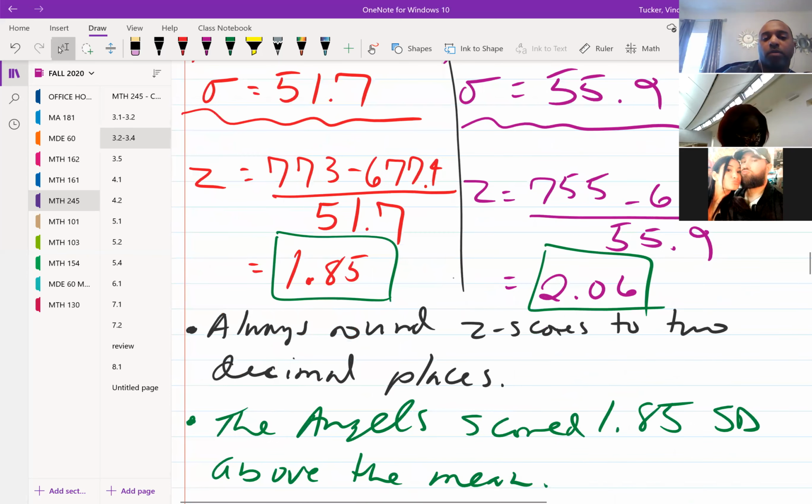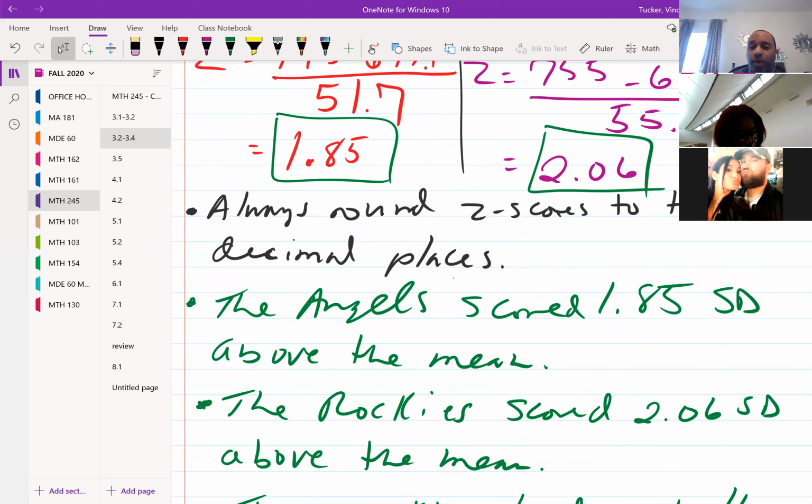What that means is that the Angels scored 1.85 standard deviations above the mean. Notice I mentioned above the mean because it's positive. If that 1.85 was negative, then I would have said the Angels scored 1.85 standard deviations below the mean. So you're talking about below and above the average. Remember, the mean means average for us. So Angels scored 1.85 standard deviations above the average.